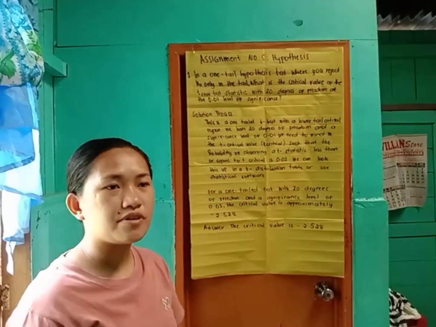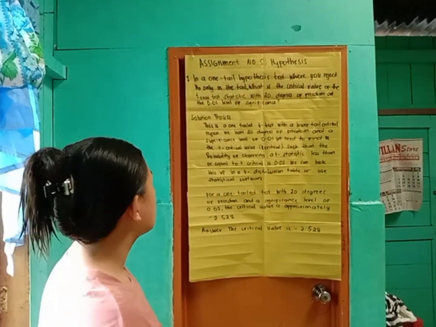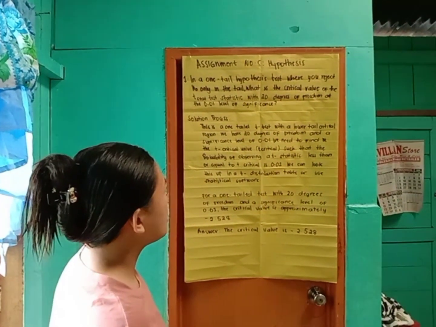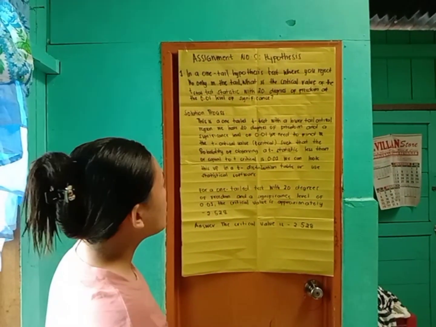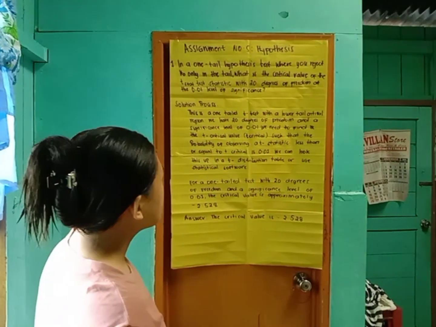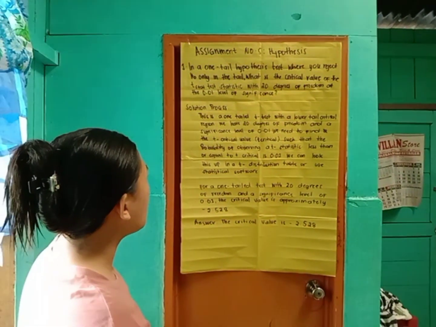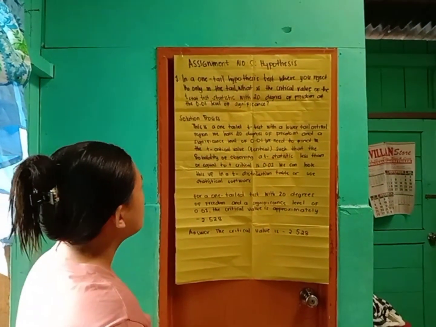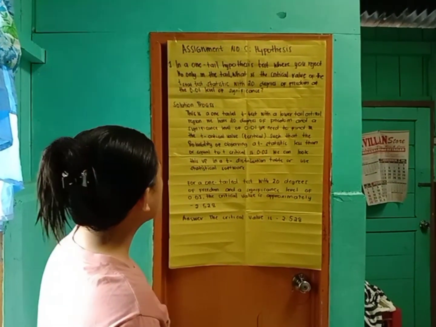So today I will discuss assignment number 5, hypothesis testing. Question number 1: in a one-tailed hypothesis test where you reject only in the lower tail, what is the critical value of the test statistic with 20 degrees of freedom at the 0.01 level of significance? The solution process: this is a one-tailed t-test with a lower tail critical region.